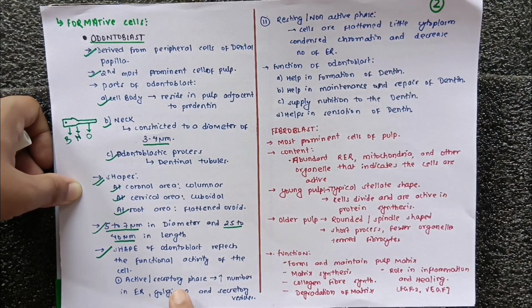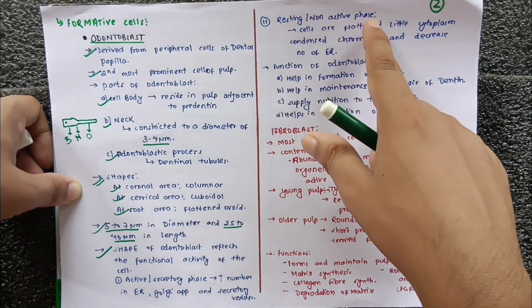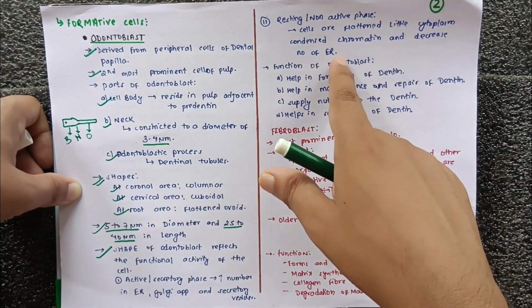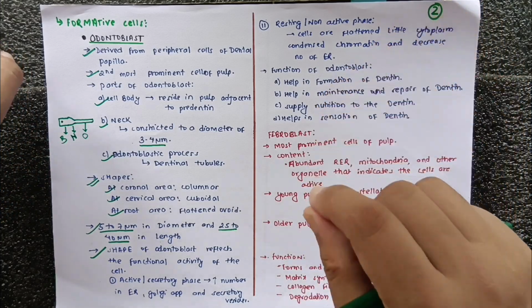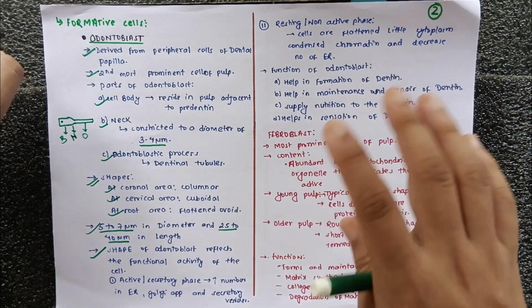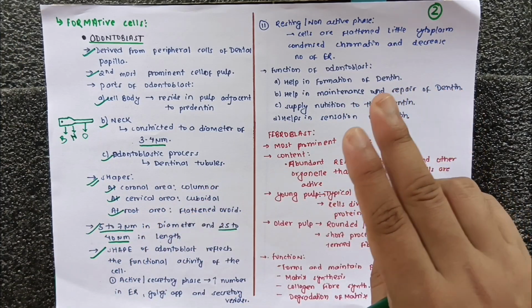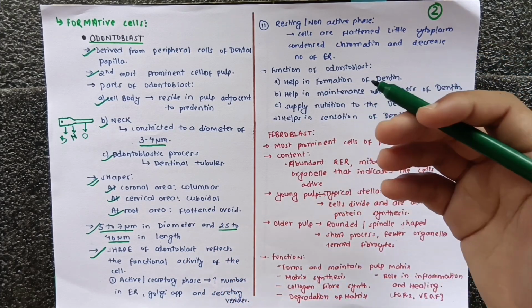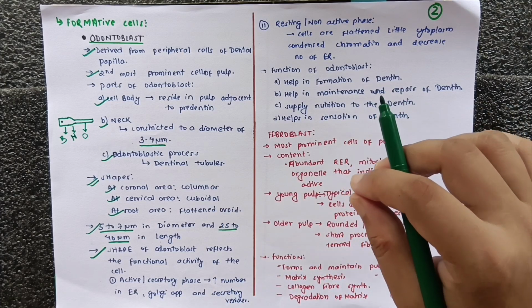In the active or secretory phase, there is an increase in the number of endoplasmic reticulum, Golgi apparatus, and secretory vesicles. Similarly, in the resting or non-active phase, cells are flattened with condensed cytoplasm and chromatin, and a decreased number of endoplasmic reticulum. The main thing you should remember is that there are two forms of odontoblast: active and resting. In the active form we have a large number of cell organelles, such as endoplasmic reticulum, Golgi apparatus, and secretory vesicles, present in the active odontoblast cells.